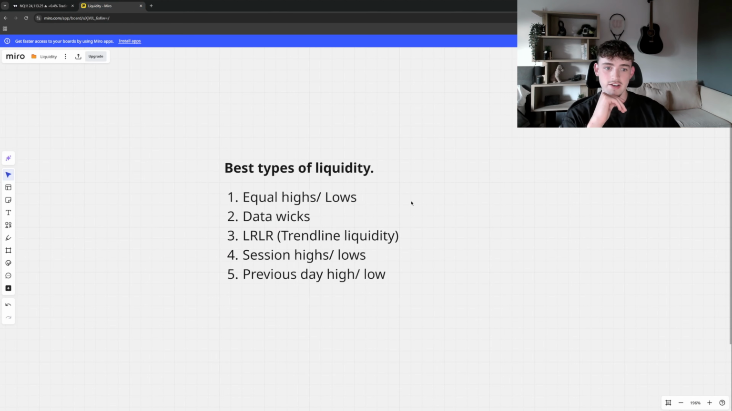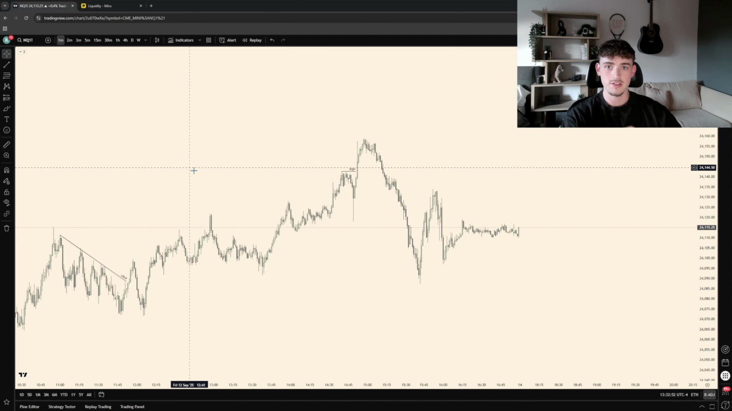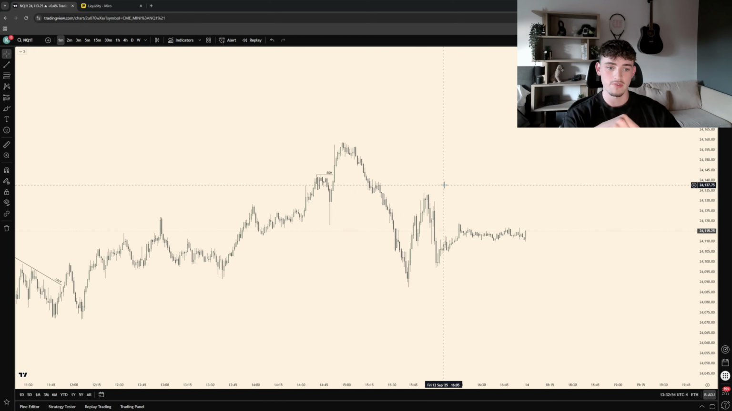So I tend to use 5 types of liquidity, and these are equal highs and lows. We've got data wicks, LRLR, which is trendline liquidity, session highs and lows, and previous day high low. Now let's go into the chart, and I'm going to show you an example of these.